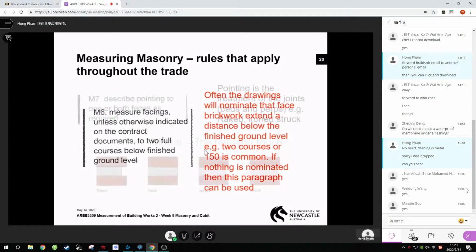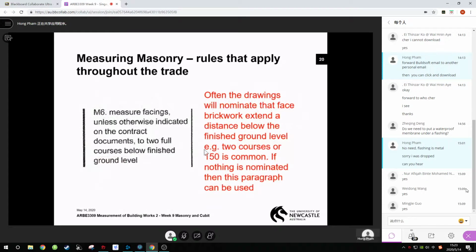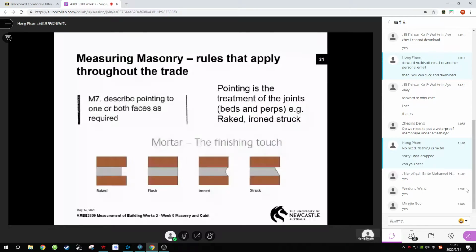Okay, so now next is M7. Rake, where there's a special raking tool you can buy at Bunnings, I've noticed. But when I was a brickie's labourer, we just had a piece of wood and we hammered a nail into it, so the nail just stuck out of the wood. The head of the nail stuck out 10 mil, and we'd run that along the face of the brickwork to get the raked out joint. We'd run it up and down along all the beds and up and down the perps to get that.